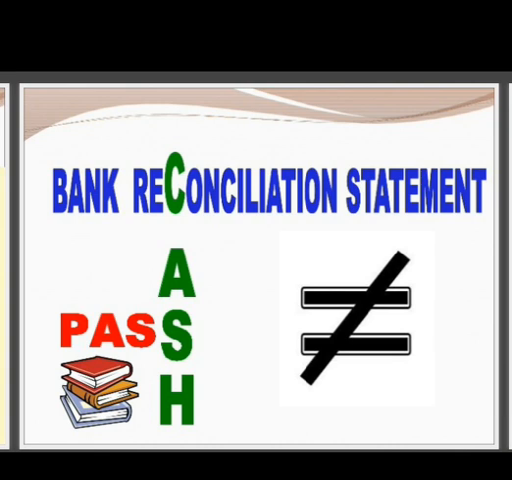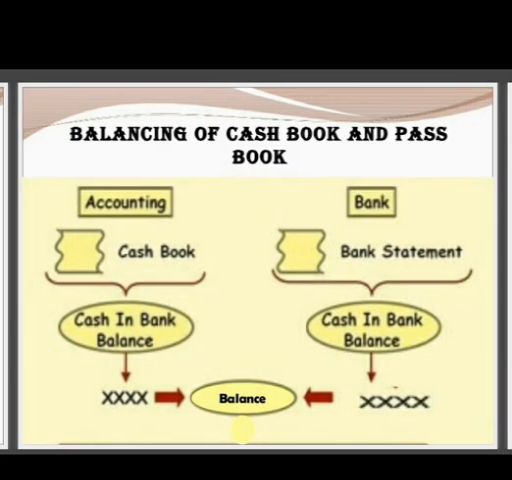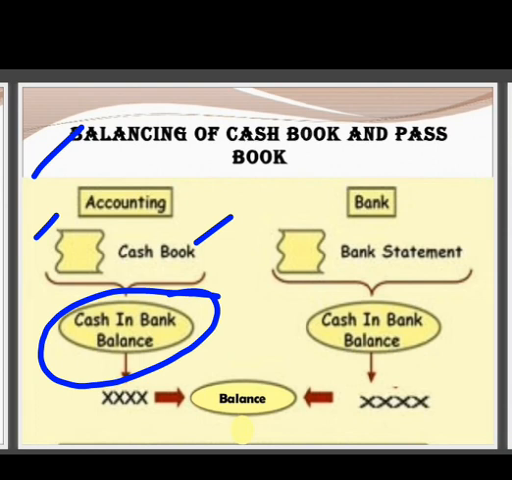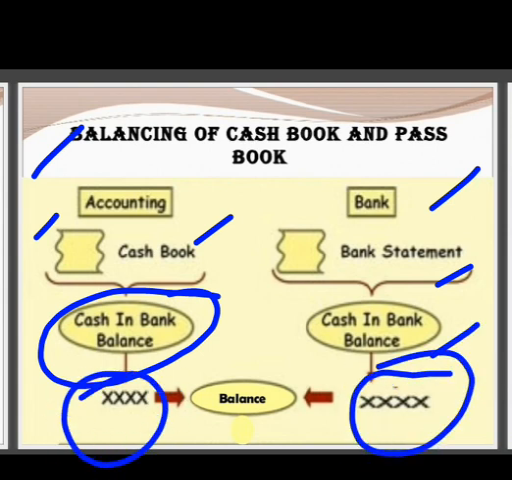Now you can see here the bank reconciliation statement. We need to make a bank reconciliation statement when our cash book and passbook balance does not match. See, this is the balancing of cash book and passbook. In our accounting, we maintain a cash book. In the cash book, we have to see the bank column, meaning we have to see the cash in bank balance. And from the bank's point of view, the bank issues a bank statement, and in the bank statement we have to see our bank balance. Both should be the same.